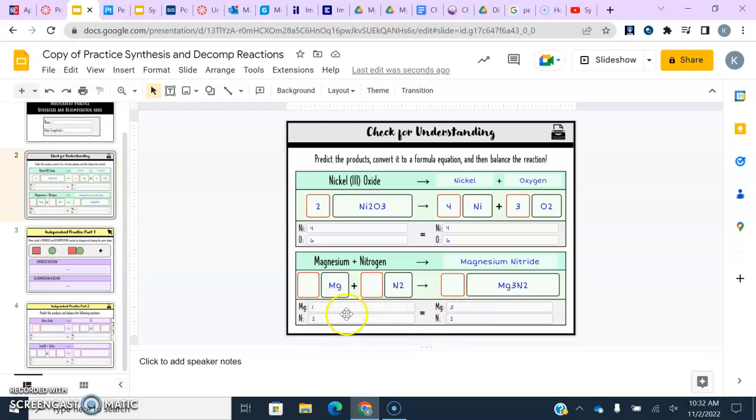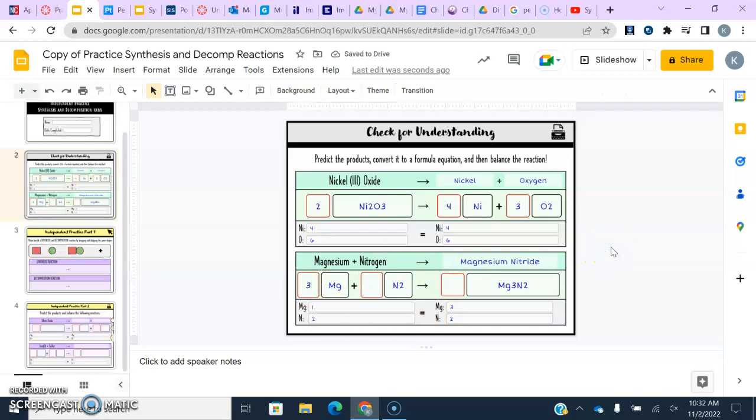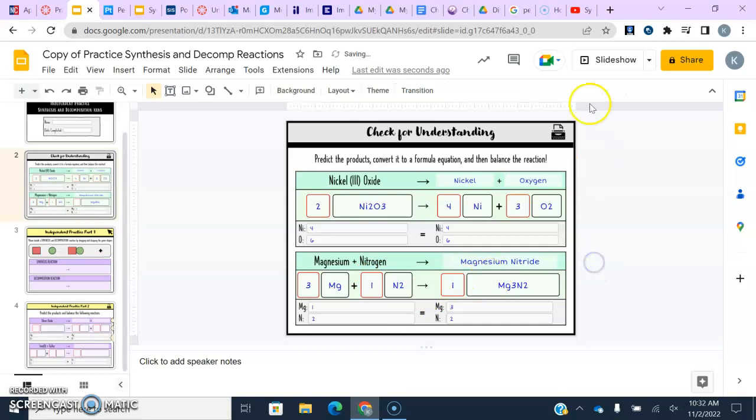We want to get to 3 on the left, so we can do that by just adding a 3 coefficient here. Okay, so 3 magnesium plus, you can leave these blanks because they're assumed, or, you know, if it helps you, we can put a 1 right here. Okay, so that is, again, your synthesis reaction for magnesium plus nitrogen.